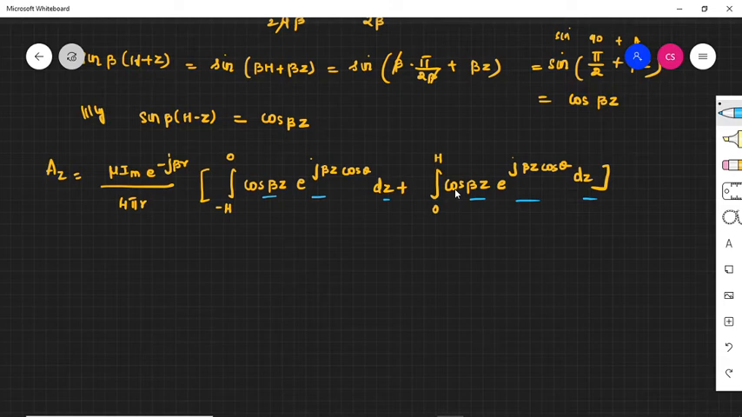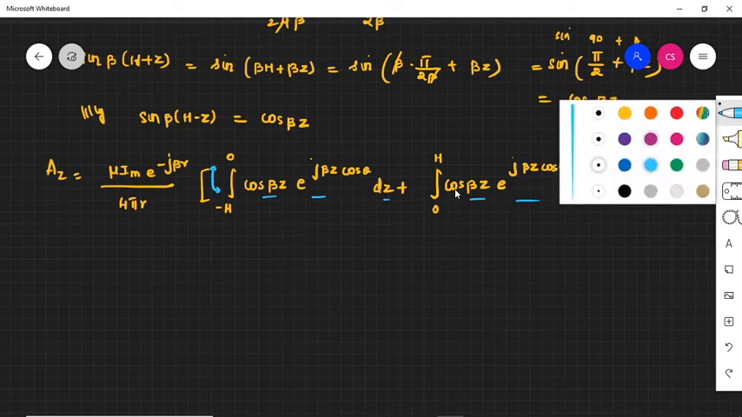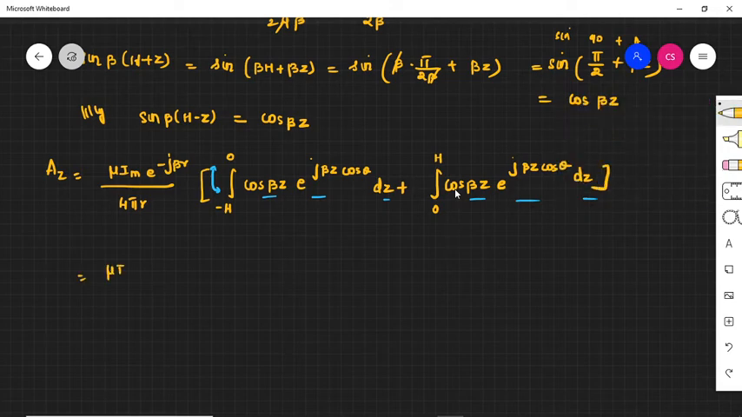So what we will try to do is modify this integration. When we interchange the limits of the integration, all the theta values will become minus theta. So I'm going to replace this, and it is going to become mu Im e power j beta r divided by 4 pi r. Kindly listen. I'm going to change this to 0 to h.